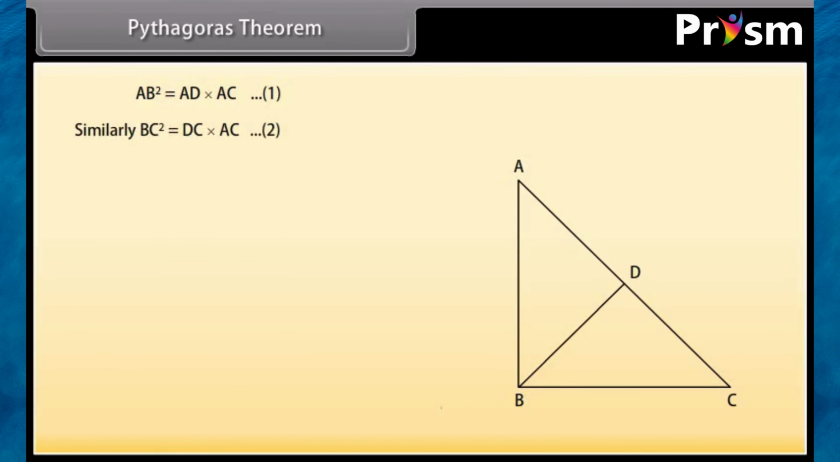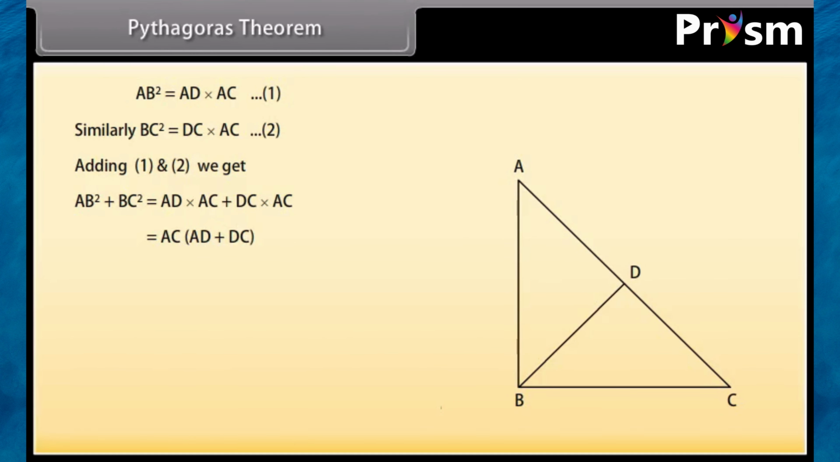Similarly, BC square equals DC into AC. Mark it as 2. By adding 1 and 2, we get AB square plus BC square equals AD into AC plus DC into AC, which equals AC into AD plus DC, which is AC into AC, AC square. Therefore, AB square plus BC square equals AC square. Hence proved.